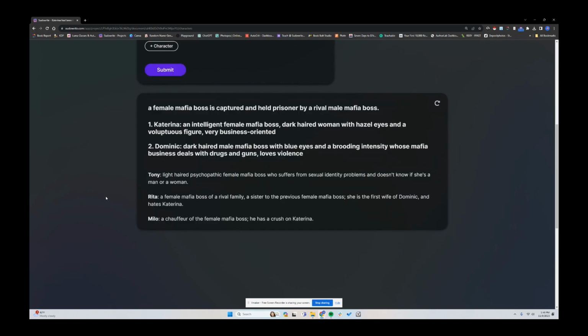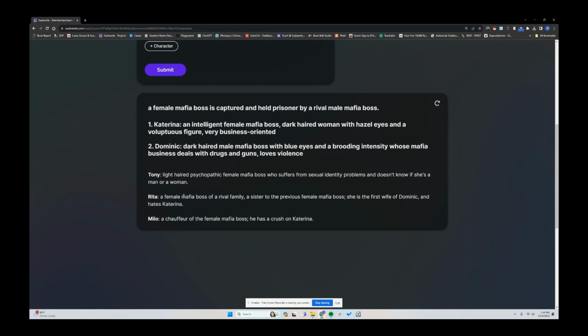Okay, so our summary, two characters we put in, and then it gives us three more. So Tony, a light-hearted psychopathic female mafia boss who suffers from sexual identity problems and doesn't know if she's a man or a woman. Rita, a female mafia boss of a rival family, a sister to the previous female mafia boss. She is the first wife of Dominic and hates Katerina. Okay, could use that. Milo, a chauffeur of the female mafia boss, he has a crush on her.